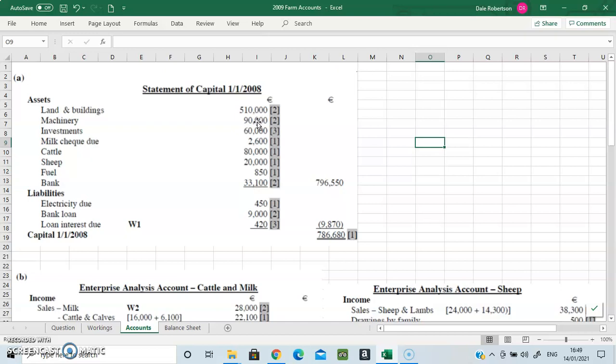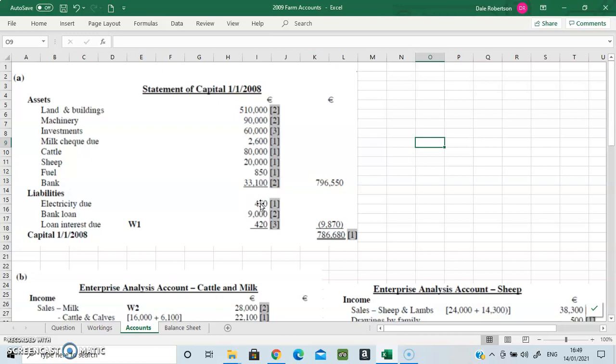510,000 for buildings, 90,000 for machinery. That hidden investment you see is worth 3 marks because we had to work it out, of 60,000. The milk check due, opening stocks of fuel, cattle and sheep, and the bank figure is from the opening balance of the T account in the question.